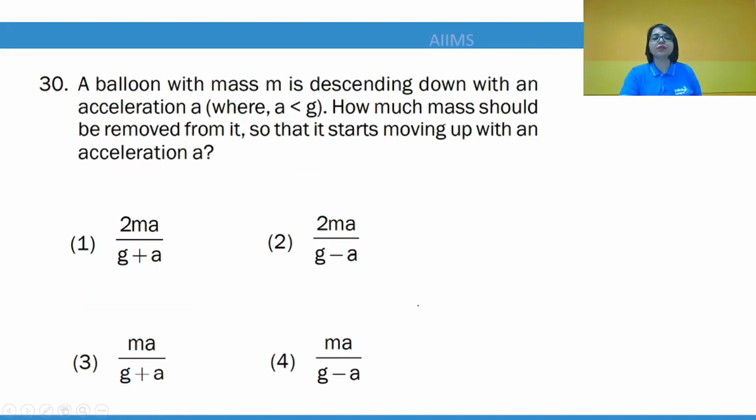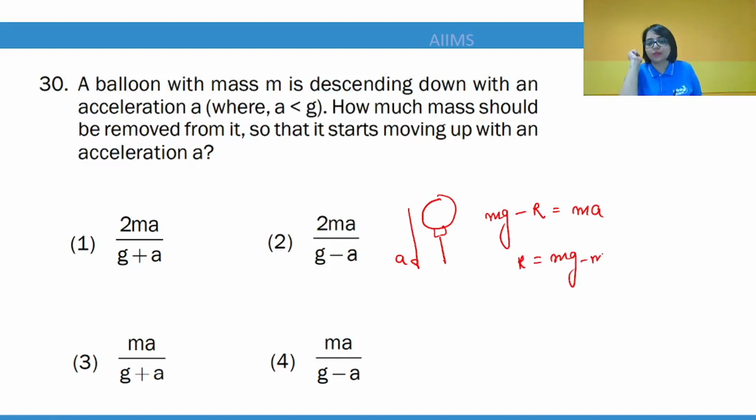Next is a balloon with mass m is descending down with an acceleration a. How much mass should be removed from it so that it starts moving up with an acceleration a? So initially the balloon is descending with an acceleration a. So mg will be in the downward direction minus some upward thrust R in the upward direction is equals to mass into acceleration. So R will be mg minus ma.